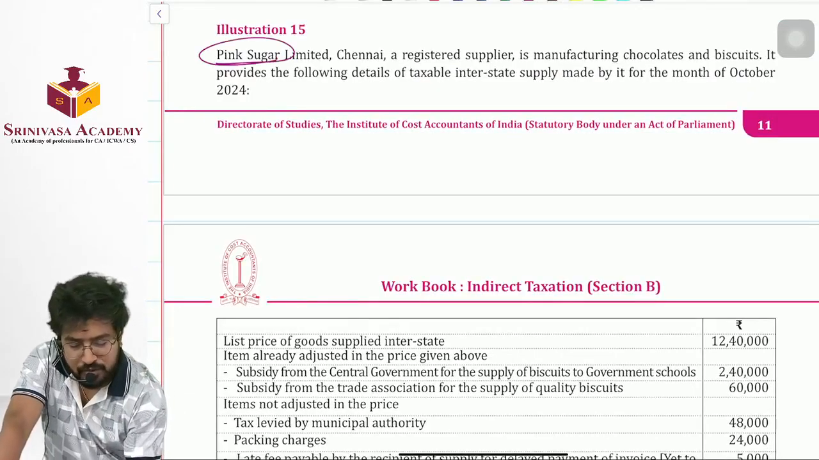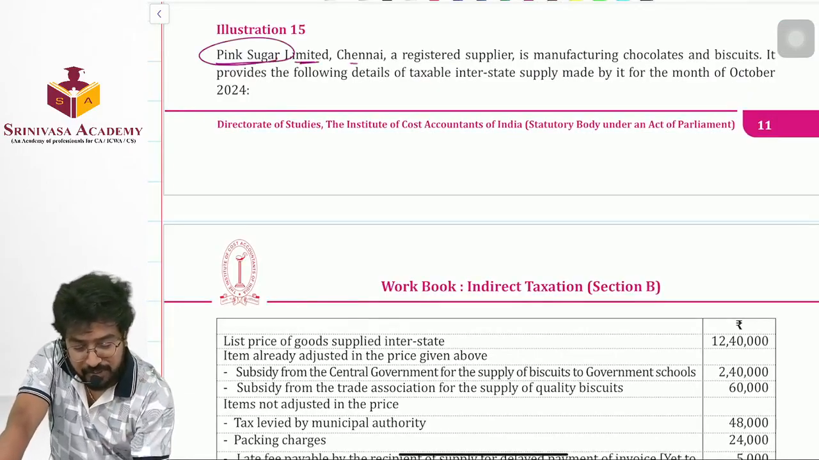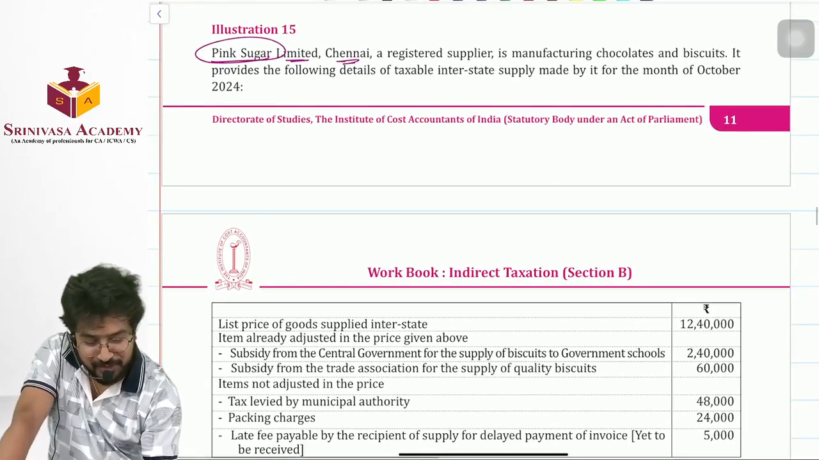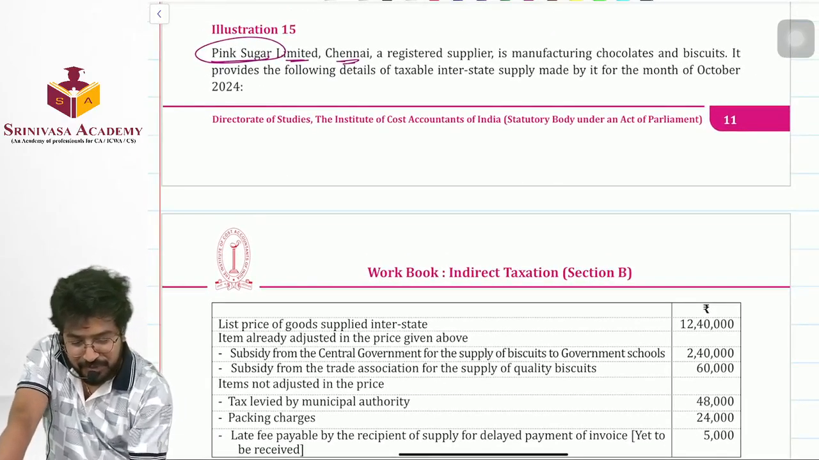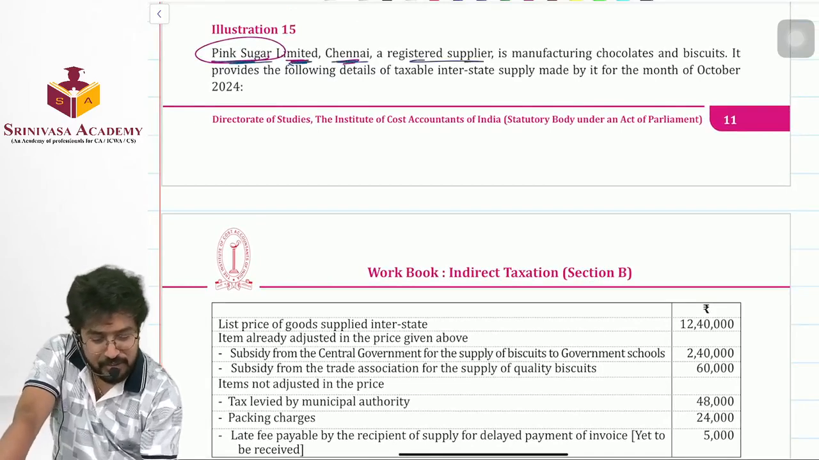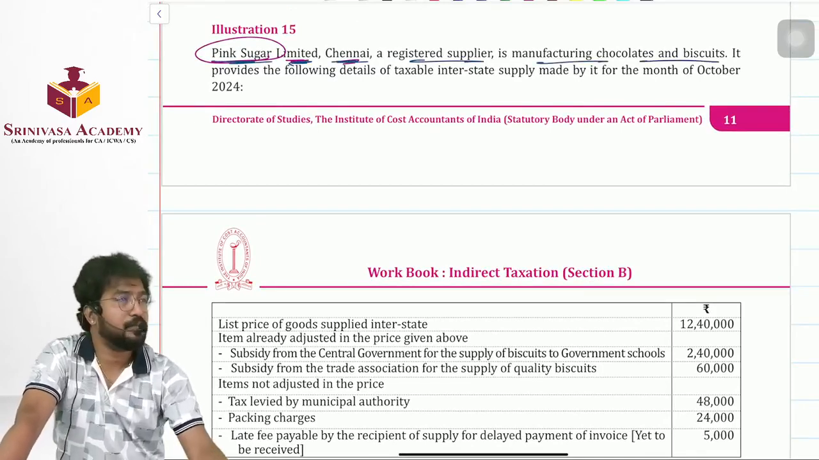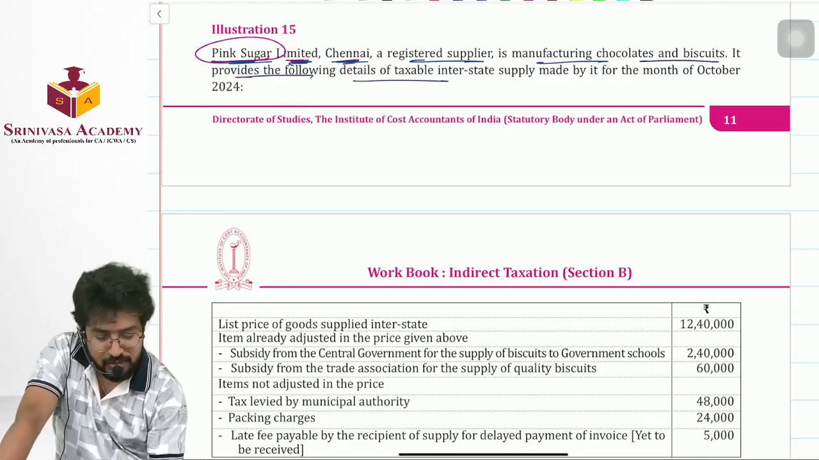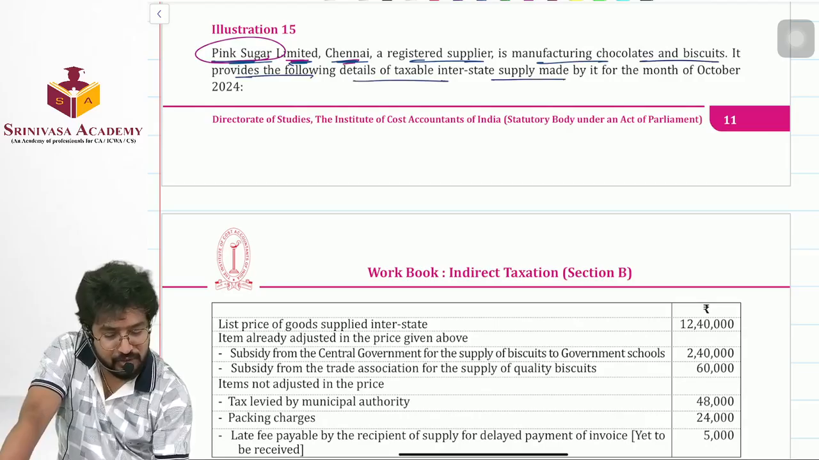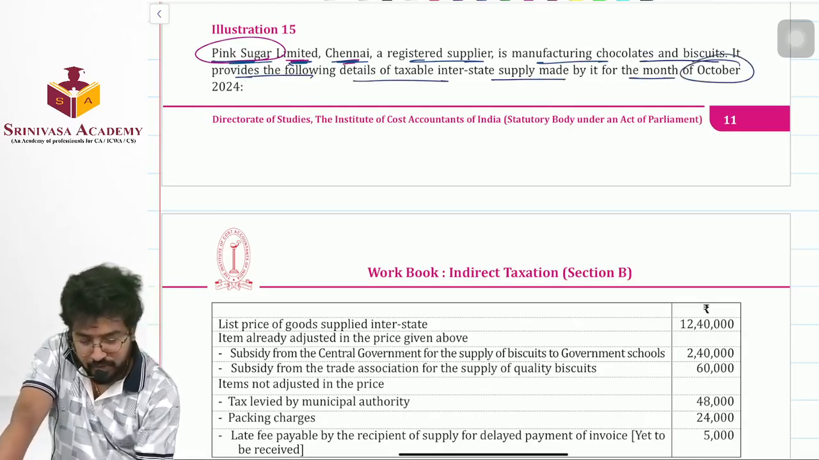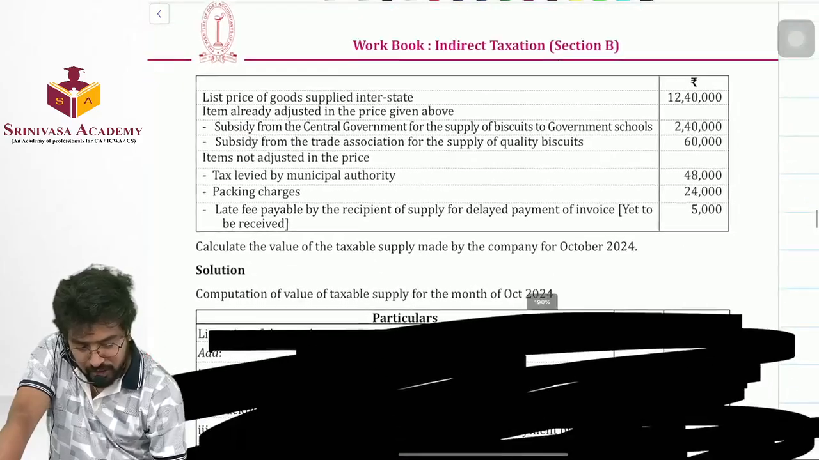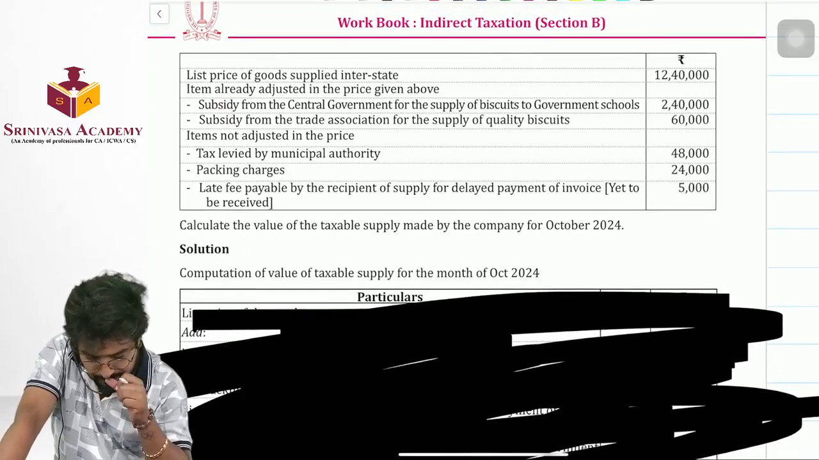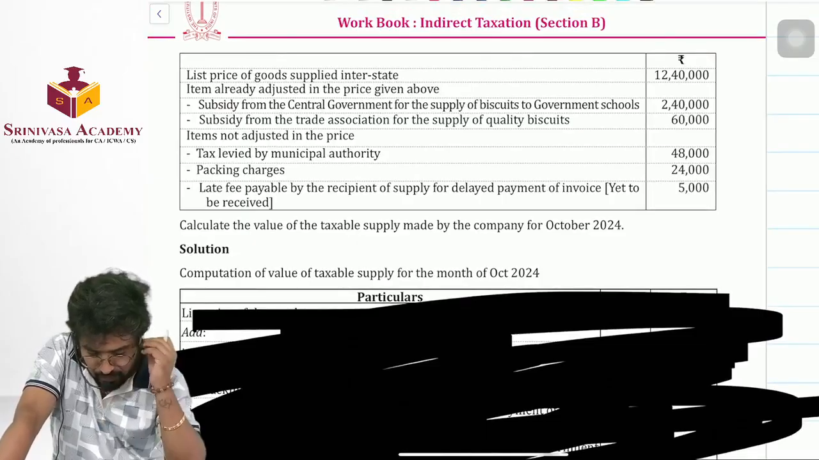Sir, Pink Sugar Limited, Chennai. I know Pink Salt, Pink Sugar first time I'm seeing. Okay, so Pink Sugar Limited of Chennai, a registered supplier manufacturing chocolates and biscuits, provides the following details of taxable interstate supply made by it for the month. Okay, what are those things? List the price of the goods. Same problem we have seen, values alone changed, amma.